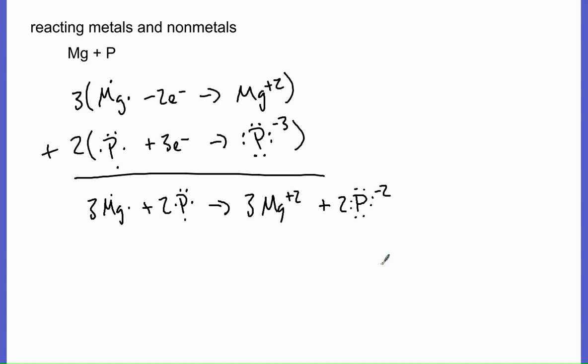It's balanced, right? 3 magnesiums have 6 electrons to lose. 2 phosphorus atoms need to gain 3 electrons apiece. That's 6 total, right? Before and after, all electrons are accounted for, empty and full, because phosphorus gained those electrons, magnesium lost those electrons. But this is how you create that balanced reaction. You use 2 half reactions and combine them to get this full reaction.